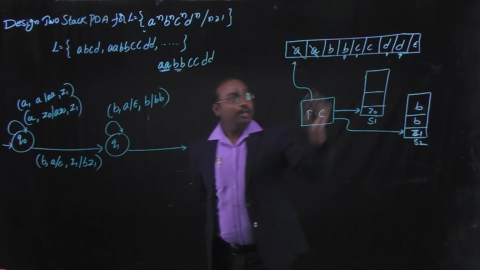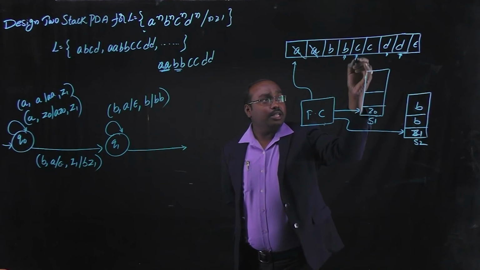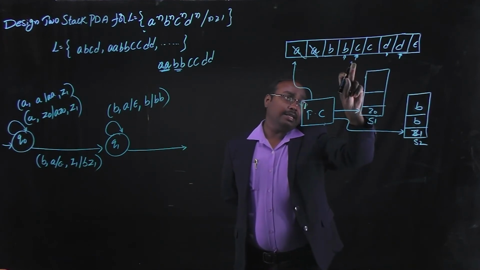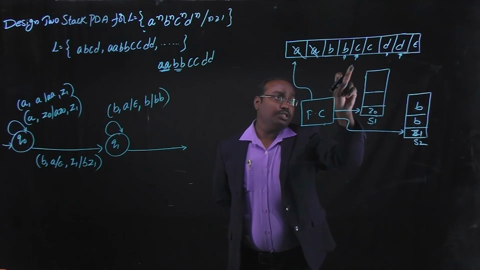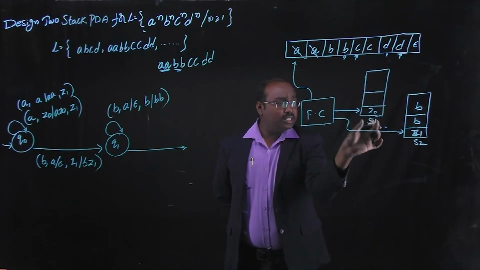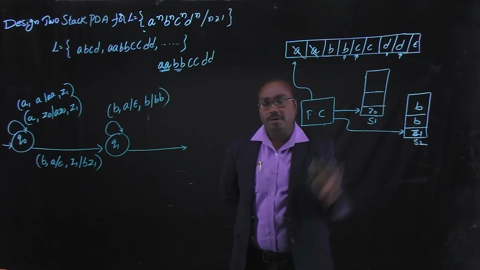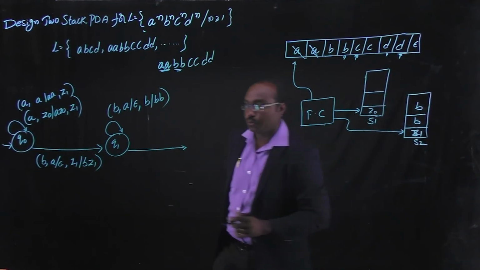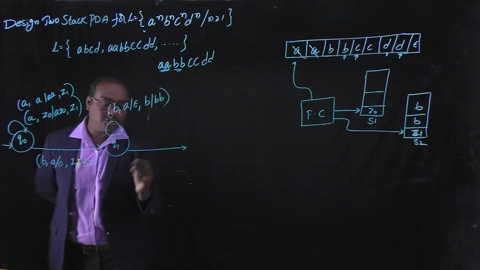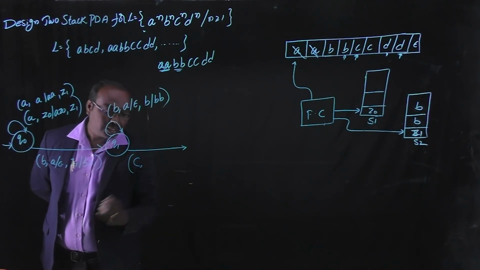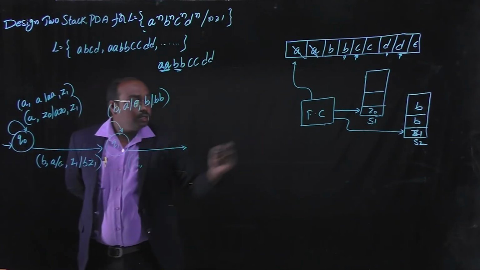So now the input symbol is C. This C should be inserted onto stack 1, and the corresponding B in stack 2 should be popped from stack 2. So how do we write this transition? If the input symbol is C and stack 1, what should we do?